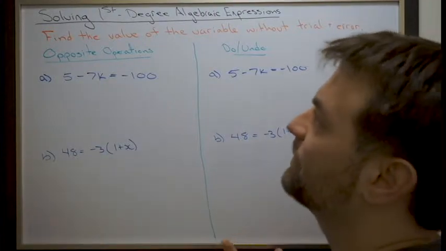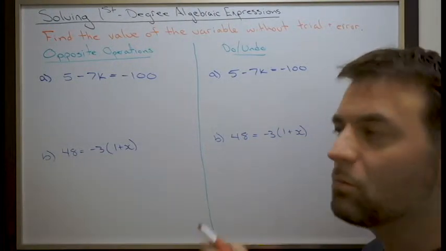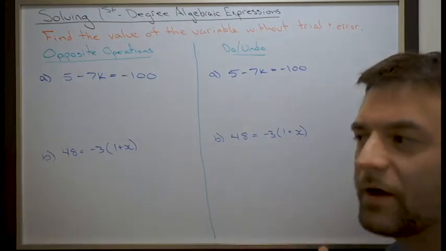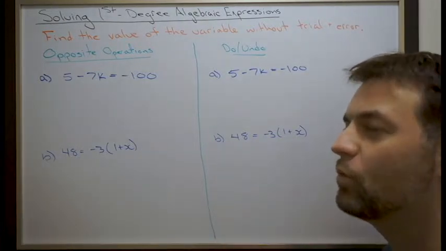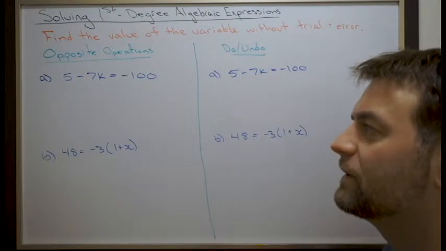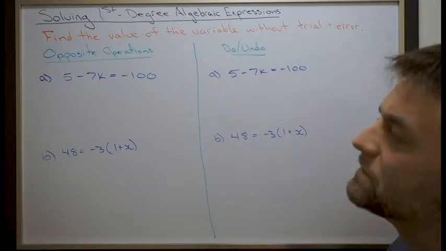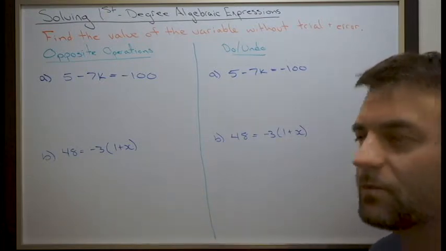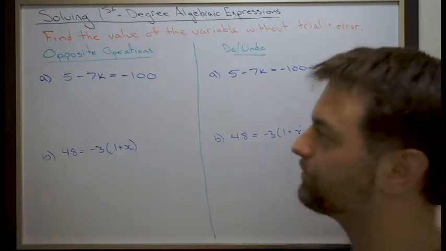So here we have some examples of working with multi-step equations where we're mixing in adding, subtracting, multiplying, dividing into one question before we can solve it. We have to do multiple steps. So we'll get right into the opposite operations style first.